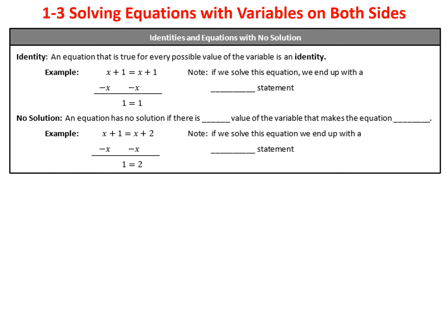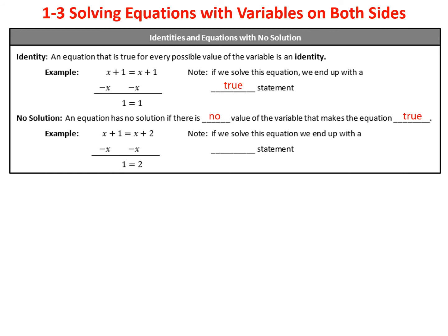So note if we solve this equation, we end up with a true statement, a statement that's true all the time. And if that's the case, if you end up with the variables gone in a true statement, this is an identity. It means no matter what variable I put in for x, that is always going to be a true statement. On the other hand, an equation has no solution if there is no value of the variable that makes it true. Okay? Most of the time we're solving equations, you remember, we're ending up with one answer, x equals 2. There's one answer. But these two are cases where either it's true all the time or it's never true.